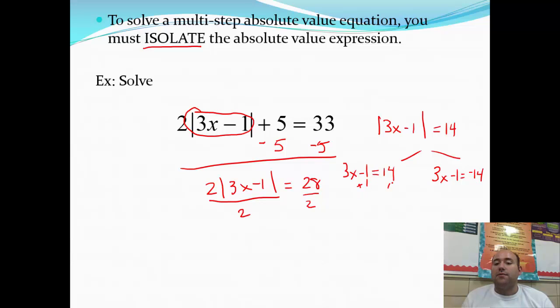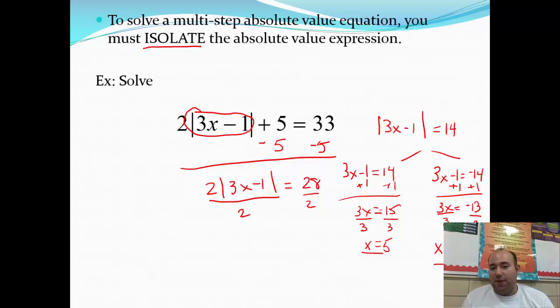Add 1, equals 15. Divide both sides by 3. x is 5. Now we'll go to the other equation. We get 3x equals negative 13. Divide both sides by 3. And x is negative 13 over 3. Okay? And again, you can check this by plugging back in, and you're good to go there.